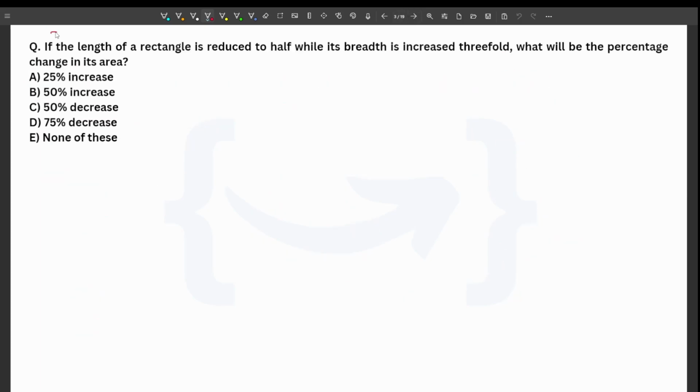Now let's start our second question. If the length of a rectangle is reduced to half while its breadth is increased to thrice, to make it easier to think, what will be the percentage change in its area? Now percentage change. If you have watched my previous video, I told the formula of percentage change. It could be in increasing or decreasing format. The formula is the difference between two ends divided by the initial value or compared value into 100, which will give me the percentage change.